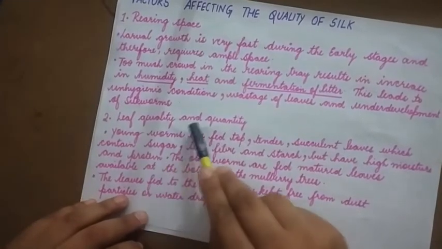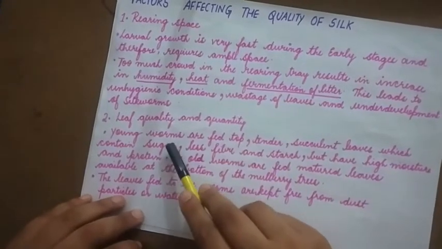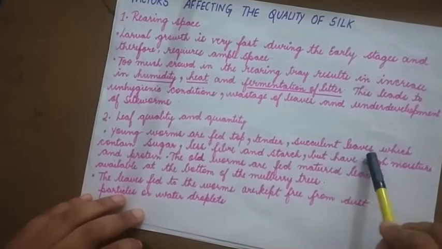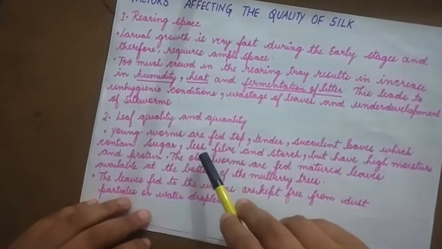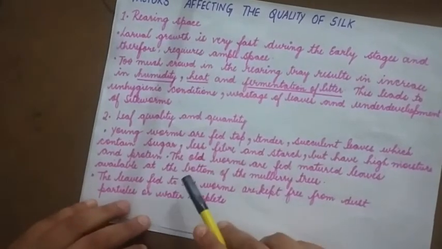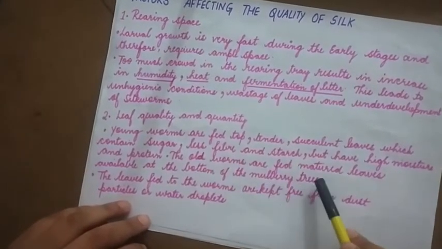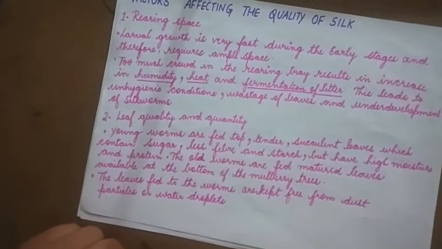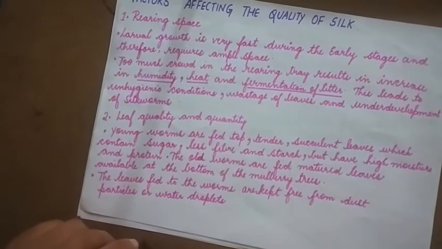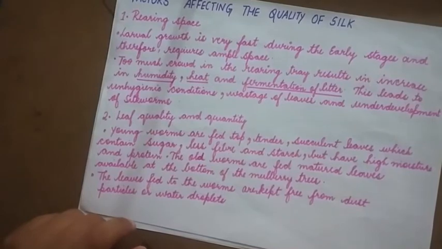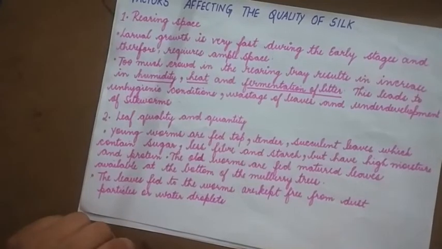Next, leaf quality and quantity. Young worms are fed top, tender, succulent, meaning juicy, leaves which contain sugar, less fiber and starch but have very high moisture and protein. The old worms are fed matured leaves available at the bottom of the mulberry trees. So for the young worms, the very top leaves, which are very tender and succulent, are fed, whereas the old worms are fed with the leaves that are found at the bottom of the mulberry trees.